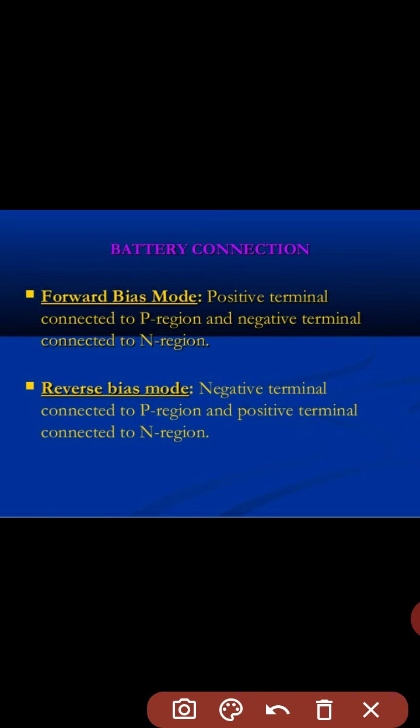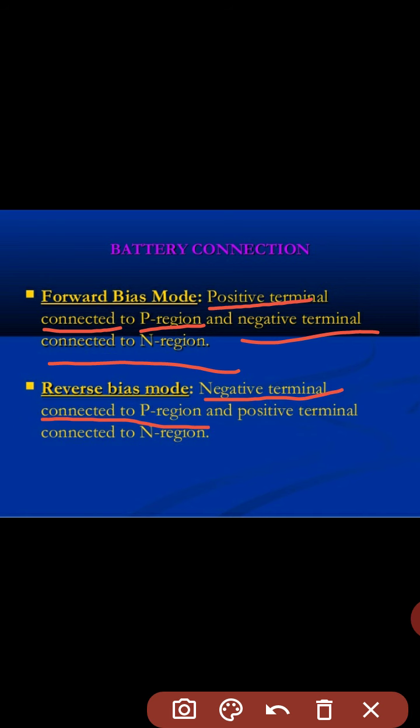So what does forward bias mode mean? When the positive terminal of the external battery source is connected to the p region and the negative terminal is connected to the n region, then the diode is said to be connected in forward bias. Whereas when the negative terminal is connected to the p region and the positive terminal is connected to the n region, then the diode is said to be connected in reverse bias combination.